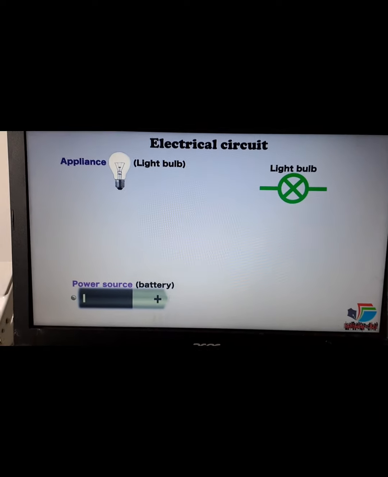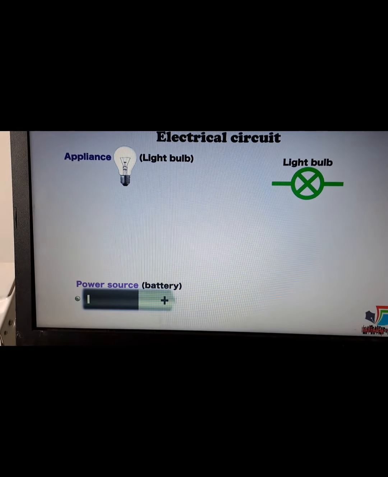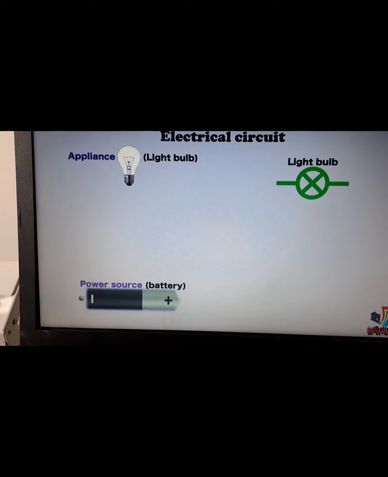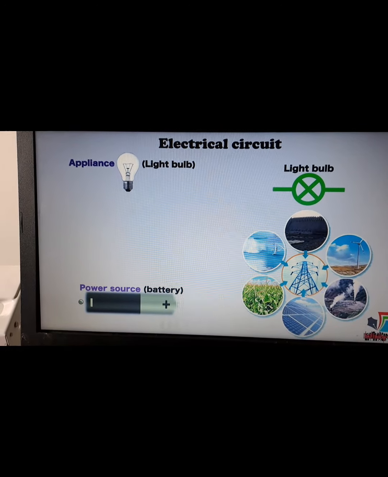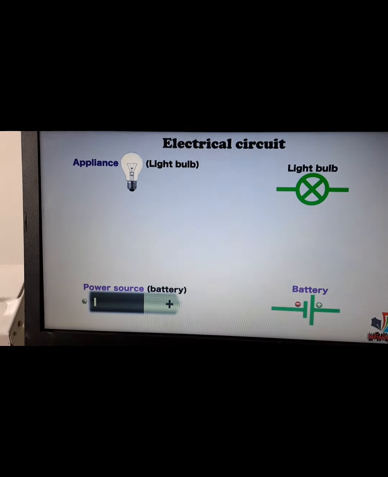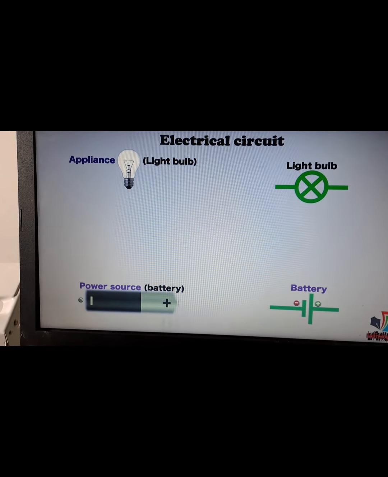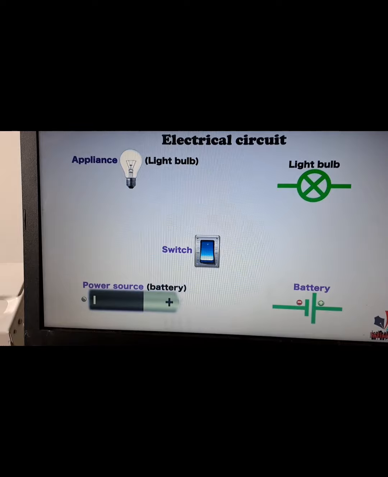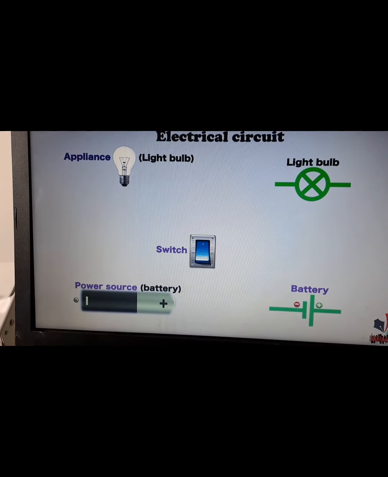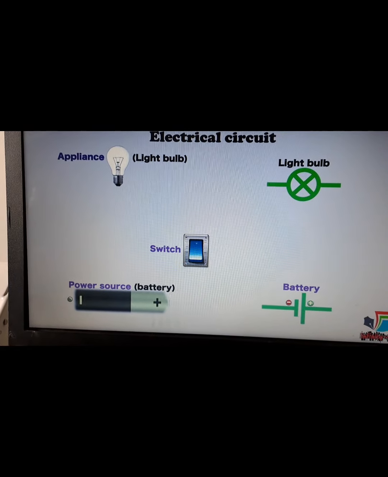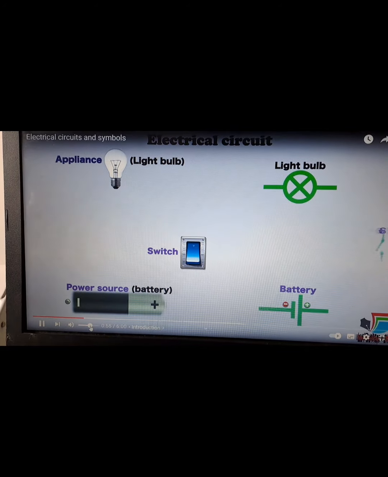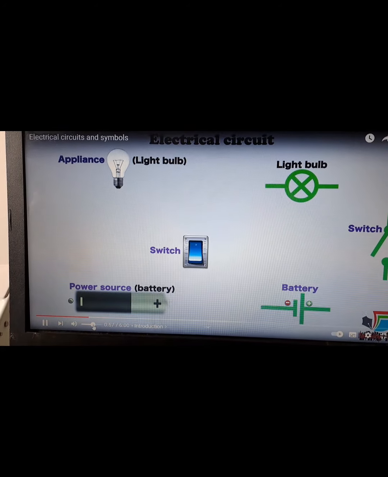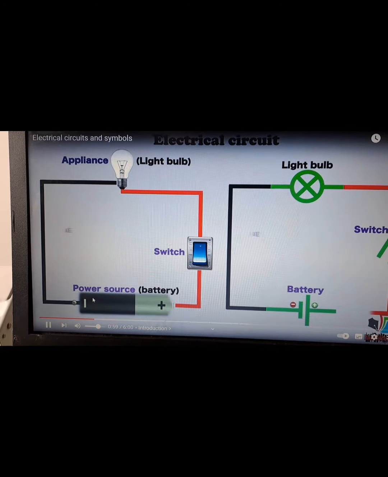Then an electrical circuit also needs a power source, and in this case we are using a battery, but we have many other power sources, not only batteries. And the symbol of a battery is that one on the right. An electrical circuit can also have a switch, but not always a must. So the switch is that one in the picture. The symbol is that on the right.